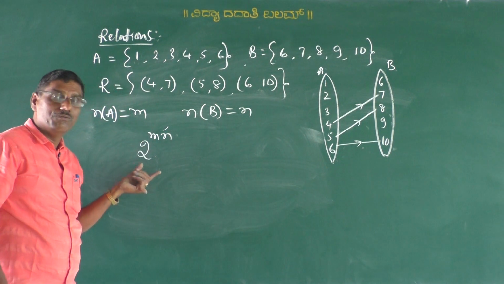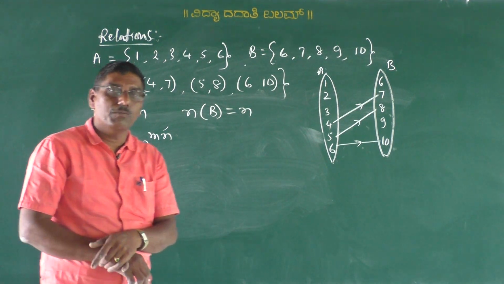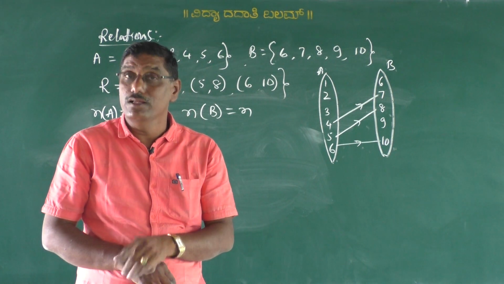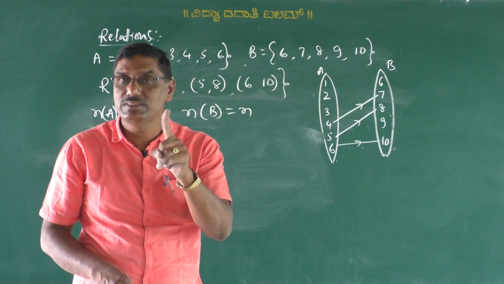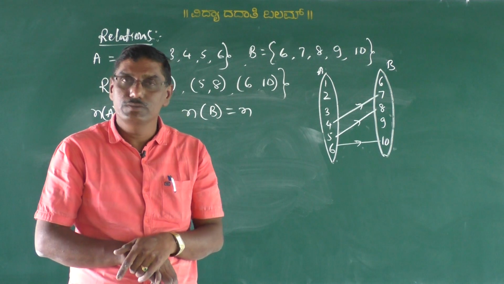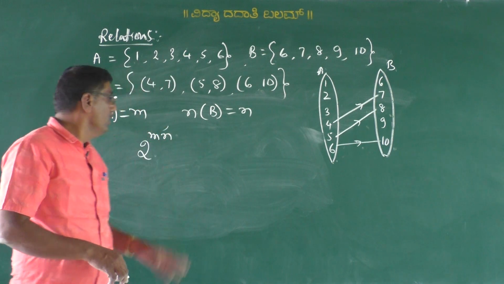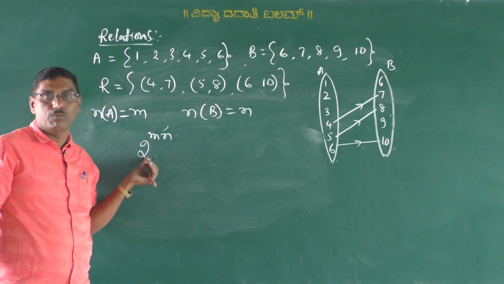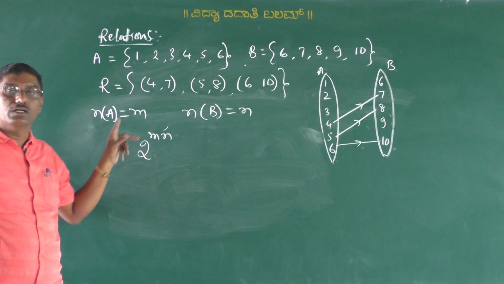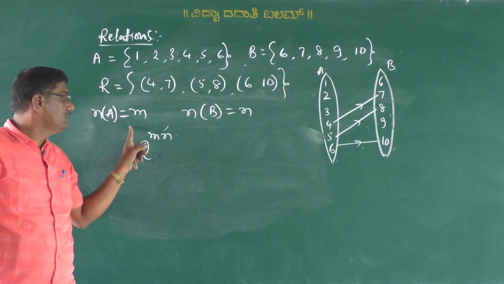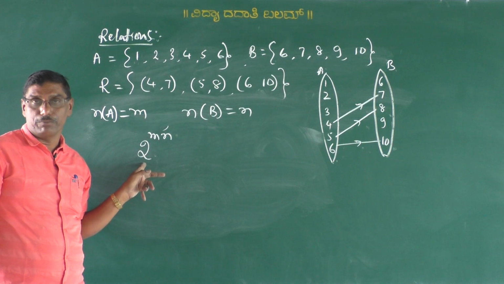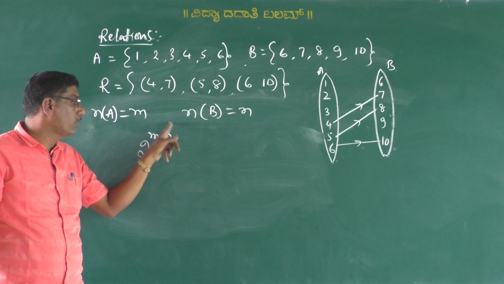Here also we know one formula: if A has m elements, then the number of subsets of that set A is 2 to the power of m, isn't it? In the same way, this is the formula we can write to find the number of relations from a set A to a set B. We have to keep this in mind. 2 to the power of what?